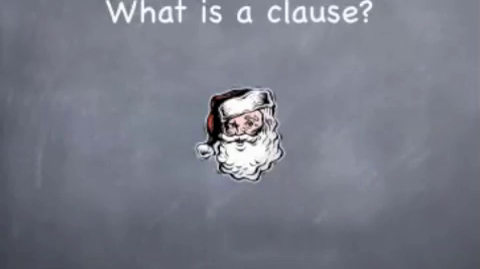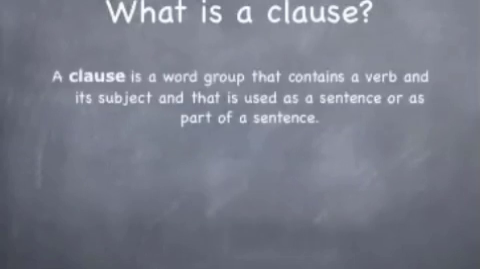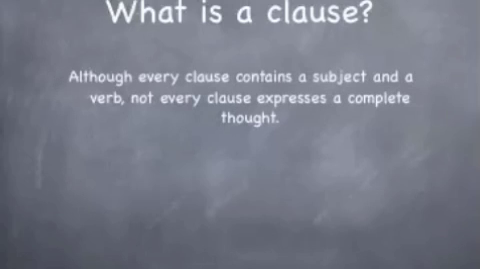Well, that's one kind of a clause, but that's not the clause I'm talking about. What we're talking about are these kinds of clauses: a clause is a word group that contains a verb and its subject, and that is used as a sentence or part of a sentence. Although every clause contains a subject and a verb, not every clause expresses a complete thought. In other words, if it contains a subject, a verb, and expresses a complete thought, not only is it a clause, but it's also a sentence. So if it just contains a subject and a verb without a complete thought, then it's not a sentence, it's just a clause.